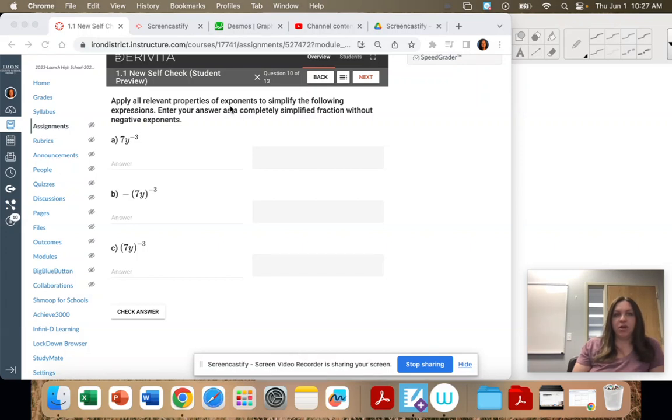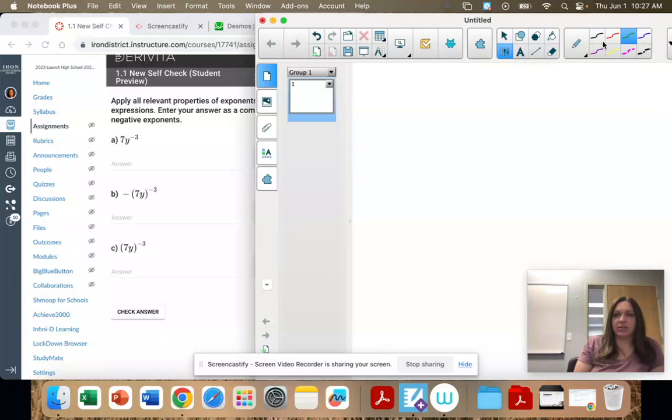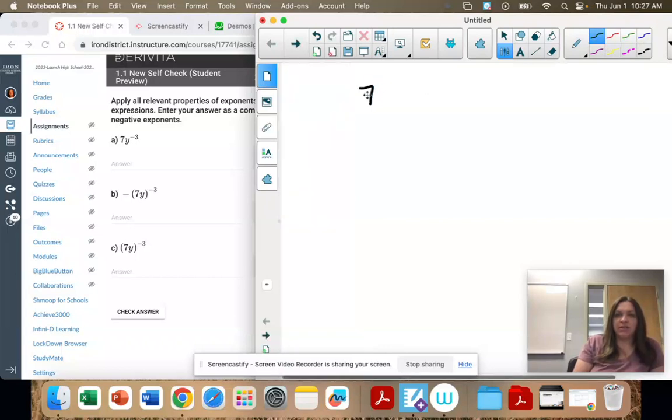Apply all relevant properties of exponents to simplify the following expressions. Enter your answer as a completely simplified fraction without negative exponents. So I have 7y to the negative third.